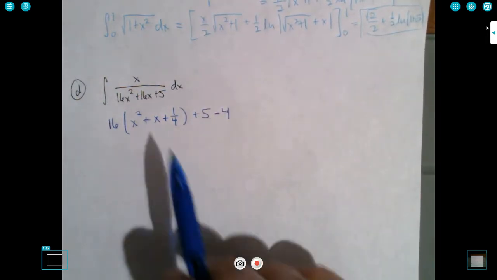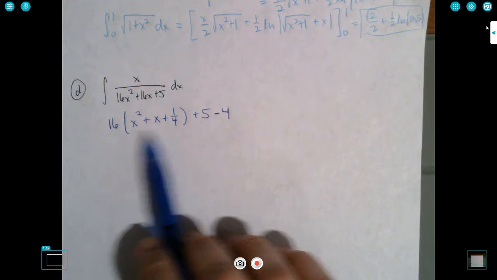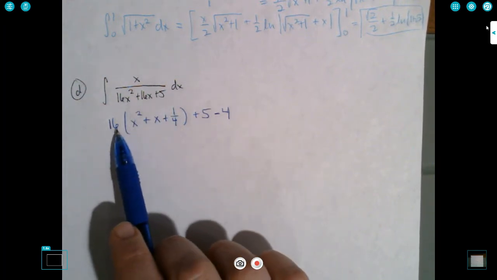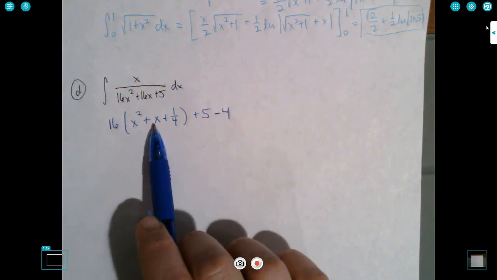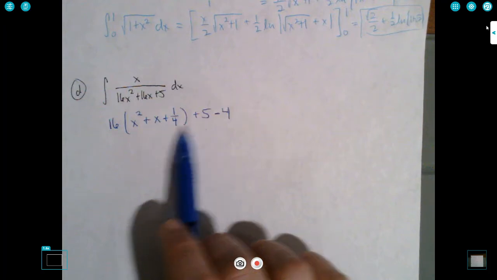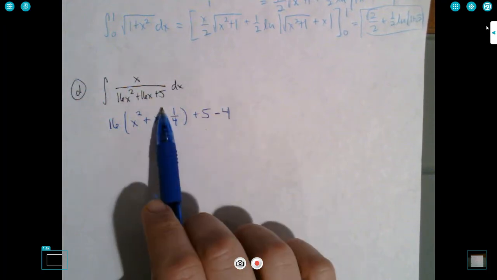Okay, so now I haven't changed this expression. If you simplify this, you'll get right back here. Just to prove it, you've got 16x squared plus 16x plus 4 plus 5 is 9. Then minus 4 is 5 again.